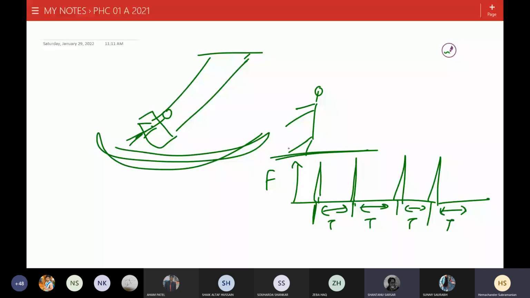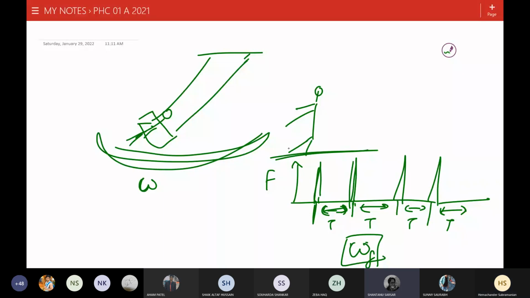So what you're saying is you need to match the time between two pushes to the time period of the oscillation, right? Yes, sir. So you need to match the frequency of your push, this is omega f, let's say, to the frequency of the oscillation. If you do that, then you will impart maximum energy to the swing. Does that make sense? Yes, sir. So that is basically resonance.